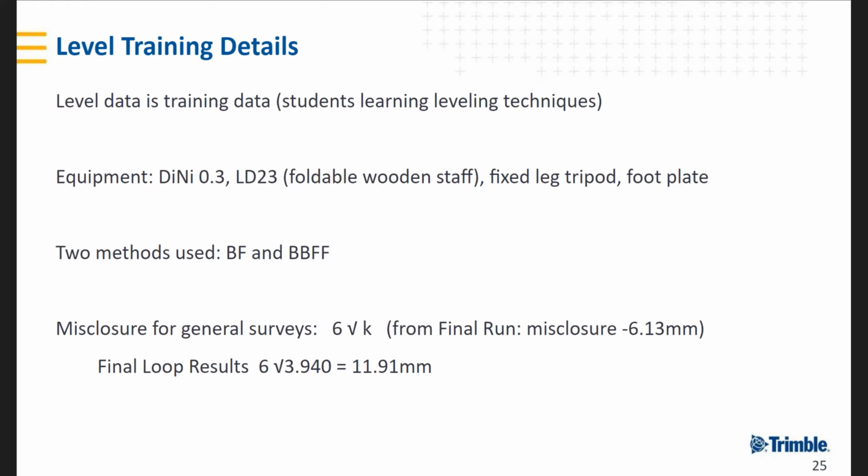And then the misclosure: depending on the requirements and agencies, there are different ones for the misclosure check. For this one, we selected 6 times the square root of the distance of the run. From our level run, we'll see the misclosure was minus 6.13 millimeters. Our loop was 3.94 kilometers, and that gave us an allowable of 11.91. So for our general survey construction type application, our misclosure is in the acceptable range.